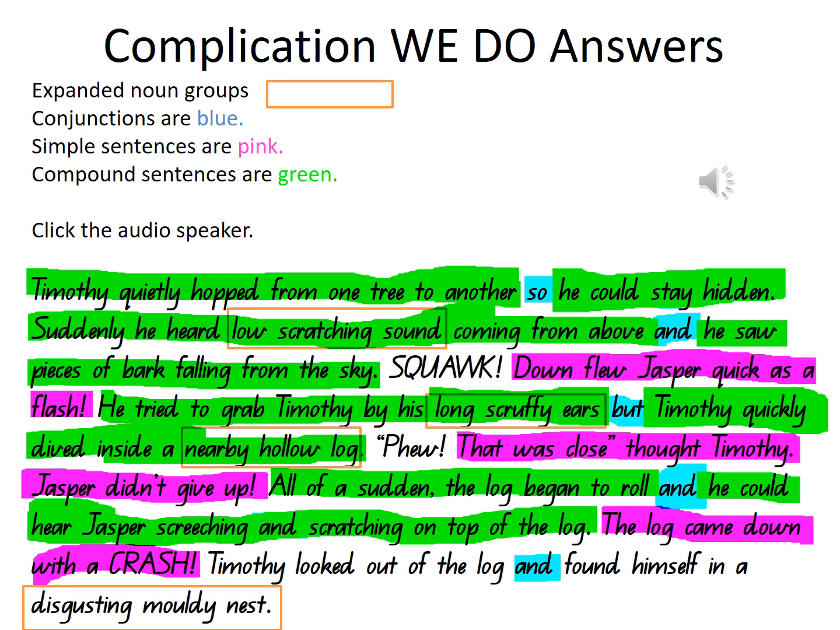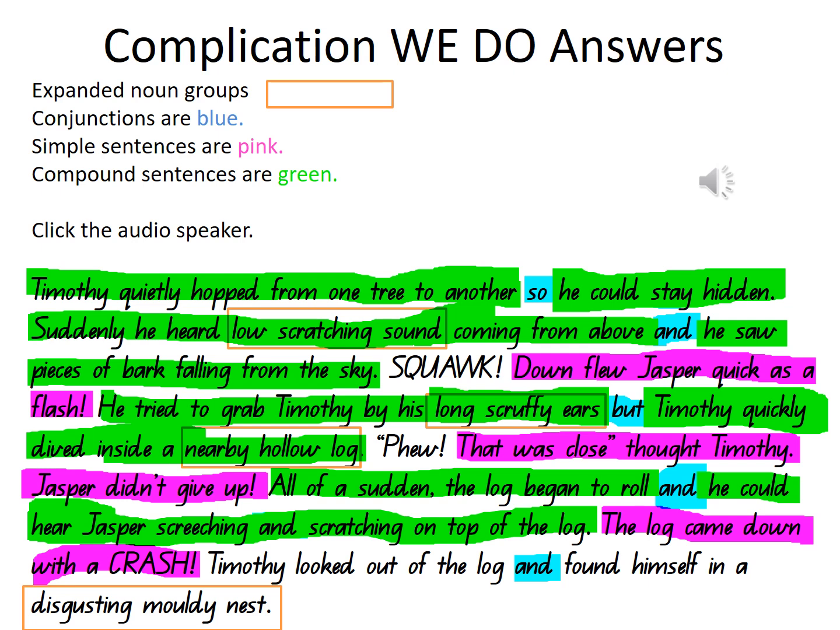Now that we've looked at the language features in our complication, I want you to tell me what the problem is. What is the problem that the main character Timothy is facing? Pause to tell the person beside you, or you could write it down. Okay, so what is the problem? The problem is that Timothy the rabbit is trying to get away from Jasper the owl. Now, the problem or the complication is what the main character faces, and the main character is Timothy.